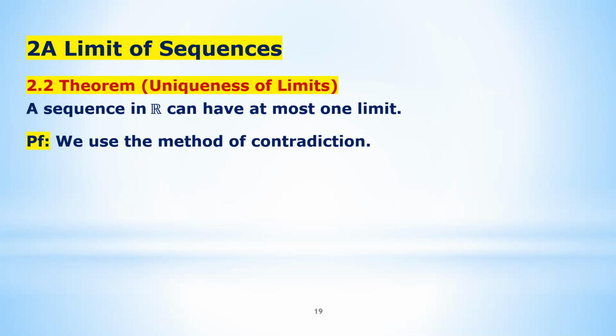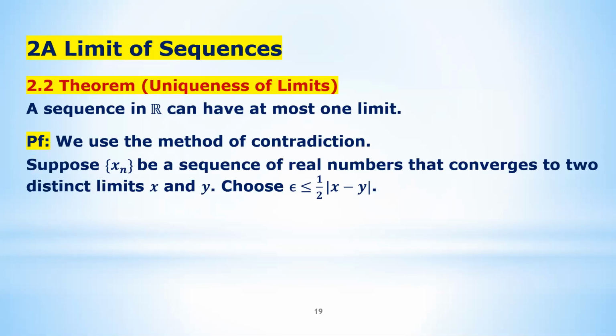Okay, so in this proof, the correct method is to use the method of contradiction. Using the method of contradiction basically means that you just assume that the sequence carries two limits. Now suppose Xn is a sequence of real numbers that converges to two distinct limits, x and y. And then from here, we are going to get a contradiction. Now, here is a technical step after that. I say choose epsilon less than 1/2 of |x minus y|. What does it mean? I will explain using a graph.